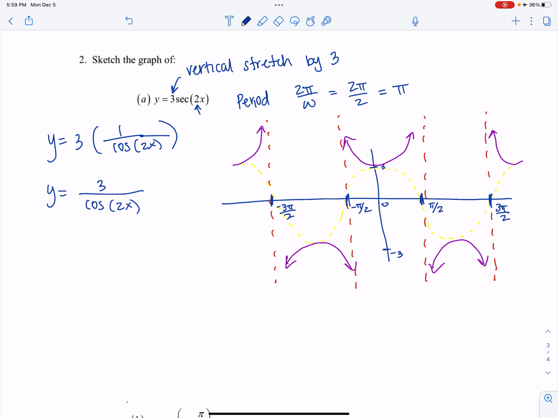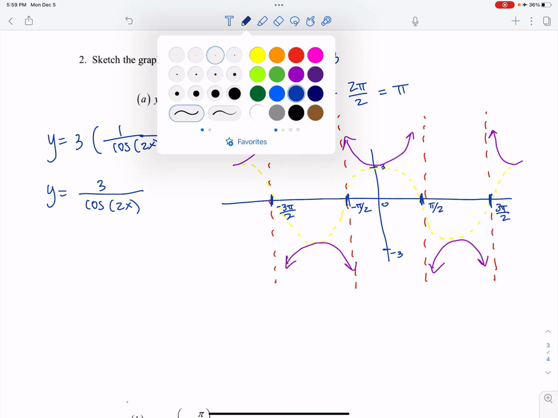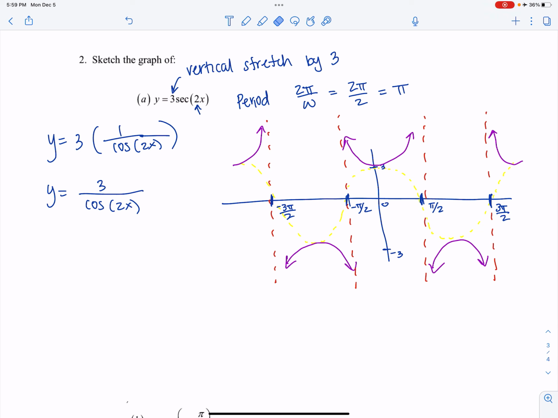Now, we have a lot going on in this graph, but our function itself is represented by the purple line. The purple is representing our secant function. We are just using the yellow cosine as a guide.